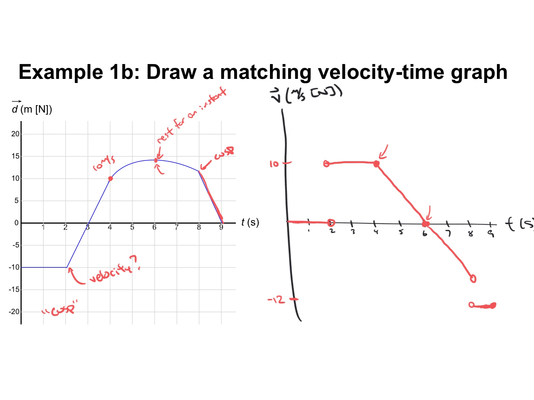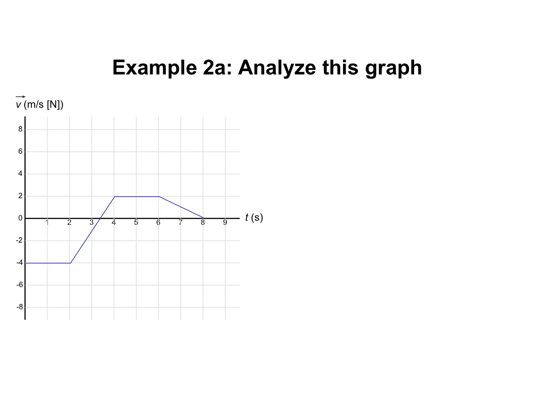Basically, you have to calculate a lot of slopes to figure out the velocities at a lot of different places. And then you just draw those numbers on the velocity time graph. Okay, I'll keep going.